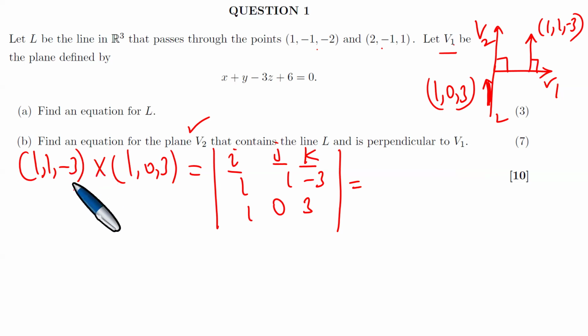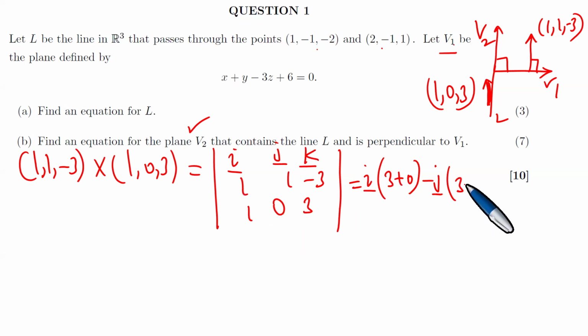If we find the vector cross product of the two vectors, then we'll be able to get a normal to V2. Once again, this is recorded, so you should not worry much about copying yet. We block the first column and first row, and then it's going to be 1 by 3, which is 3, plus 0. Then minus unit vector j, and you block this, and that is 1 by 3, which is 3, plus 3. Plus the unit vector k. Block this first row and this column, and we have 1 by 0, which is 0 minus 1.